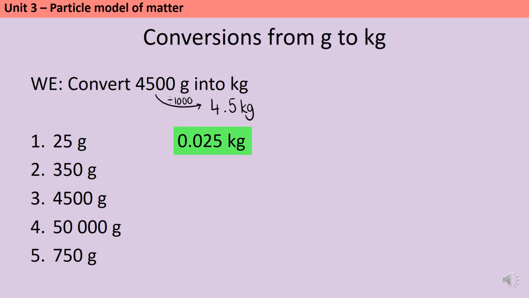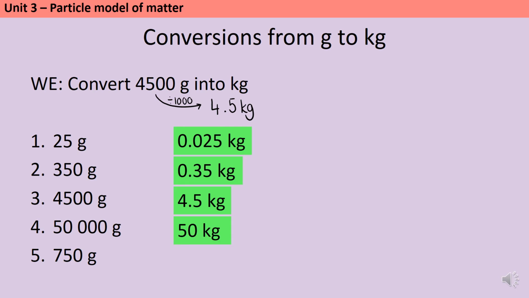25 grams is 0.025 kilograms, 350 grams is 0.35 kilograms, 4,500 grams is 4.5 kilograms, 50,000 grams is 50 kilograms, and 750 grams is 0.75 kilograms.